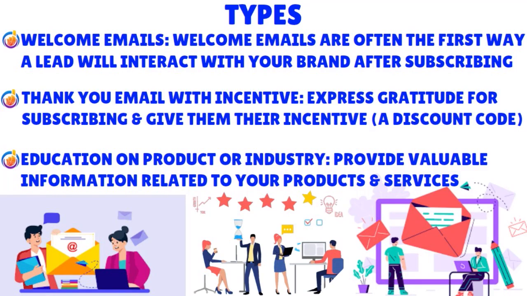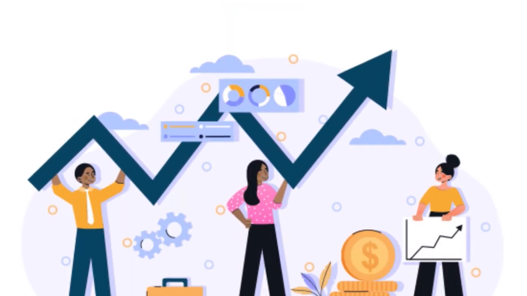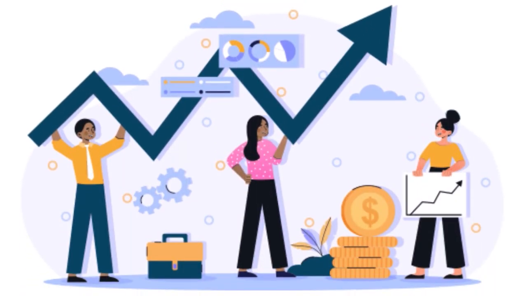You have social proof, so you can share customer testimonials or reviews to build trust and credibility. You have incentive reminders. The thing is, it's very easy for leads to get distracted and forget about the incentive they have. So gently remind subscribers about any time sensitive offers or discounts that they received when signing up. Okay, so this is important.